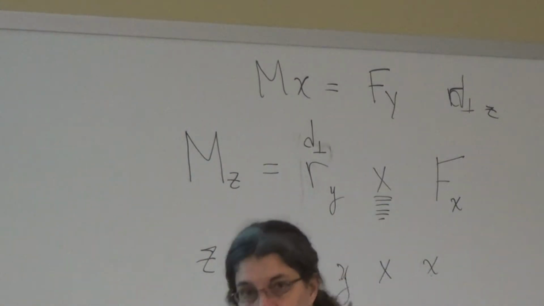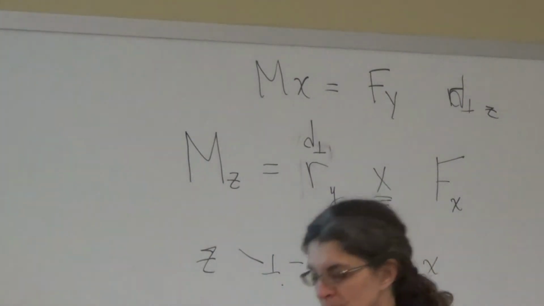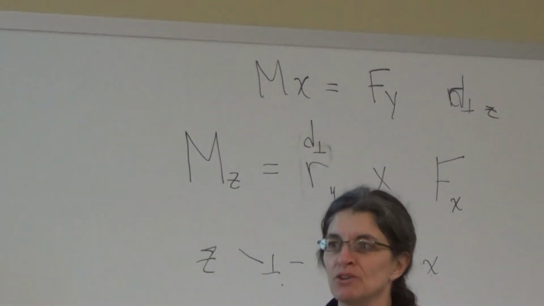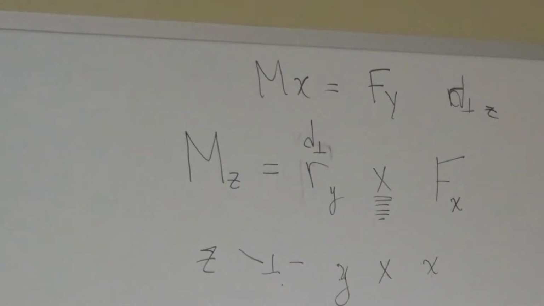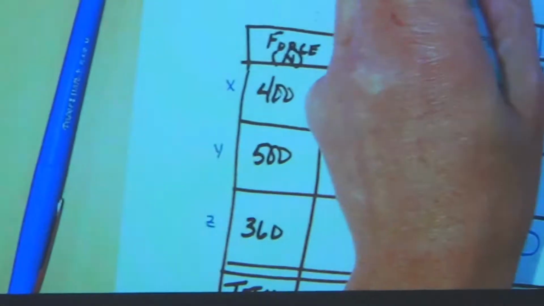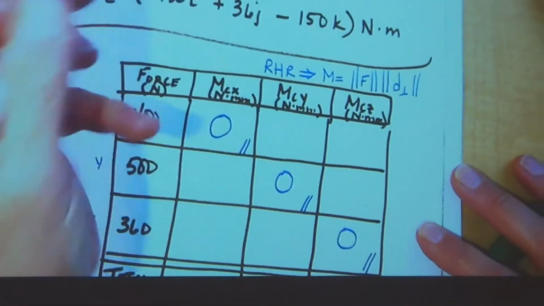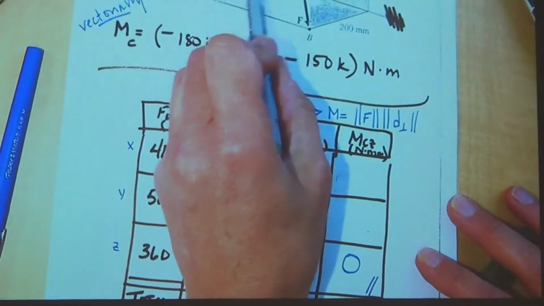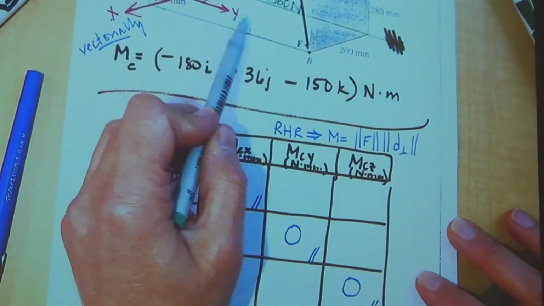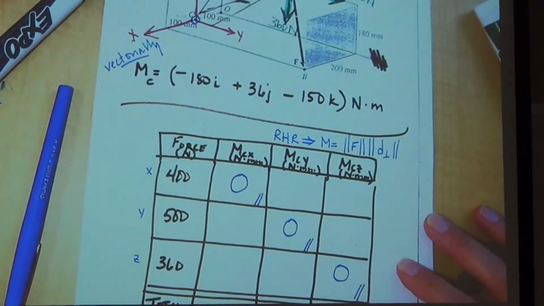Okay, so, Chris, we're up to you. Ready? You're the first one doing 3D right-hand rule. We have a force in the x. Do you see it? Here it is, right here. And we're trying to find the moment in the y. What is the perpendicular distance between this 400 and this y-axis? What is the distance?